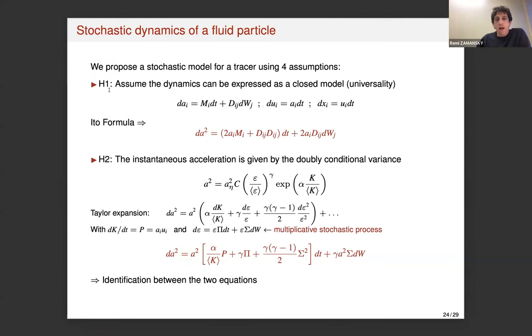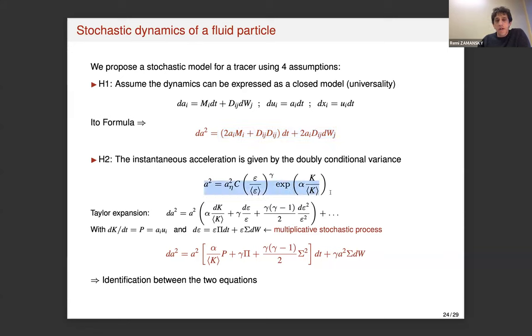Now I will go quickly through the derivation of the model, but there are basically four assumptions to build the model. The first assumption, which we already discussed, is that it's relevant to consider such a model. There is a technique of stochastic calculus, the Itô formula, and from that equation you can obtain the increment of the square of the acceleration, like a second-order Taylor expansion. The second assumption is to use the expression for the conditional variance that we had previously, with the exponential dependence on k and the power dependence on epsilon, but to assume that such a relation holds instantaneously, not only on statistics.